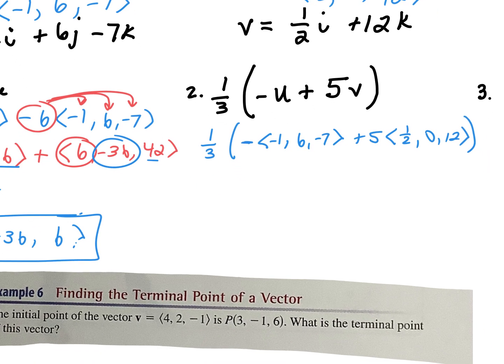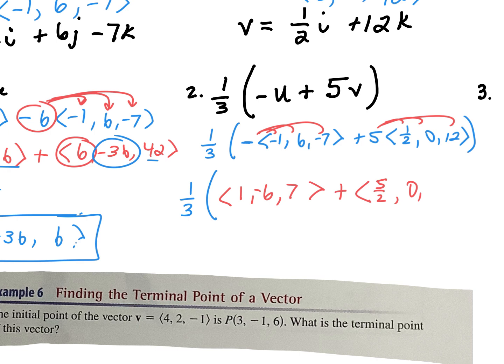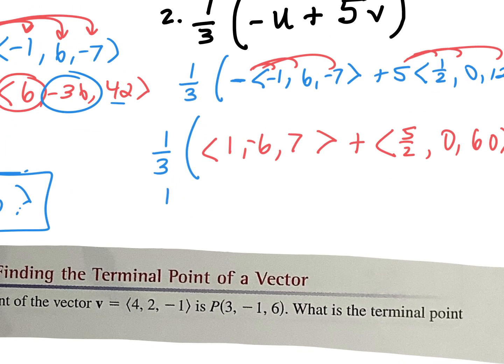So think about what we need to do first, guys. Let's work inside out. Leave 1/3 hanging out here. What do I do with that negative that's out in front? I have to distribute it into this vector. So this actually becomes 1, -6, and +7, correct? Plus, what do I do with this 5? Distribute it. So this vector is 5/2, 0, and then what's 5 times 12? 60? Okay, so now what do I do? Do I distribute that 1/3 in yet? Or do I add the two vectors together? You add them together. Always work inside out.